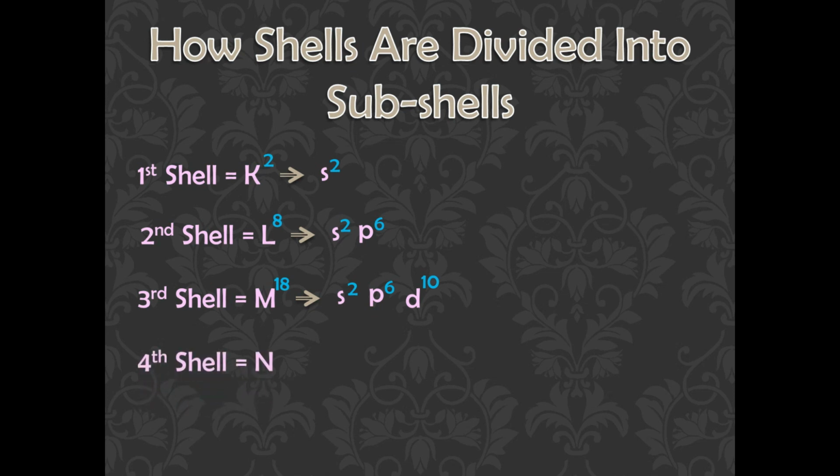The fourth shell is the N shell, which can hold 32 electrons, and it is divided into 4 subshells: the S subshell with the capacity of 2 electrons, the P subshell which can hold 6 electrons, the D subshell which can hold 10 electrons, and the F subshell which can hold 14 electrons. So in this way, the fourth shell, the N shell, is divided into 4 subshells S, P, D and F.